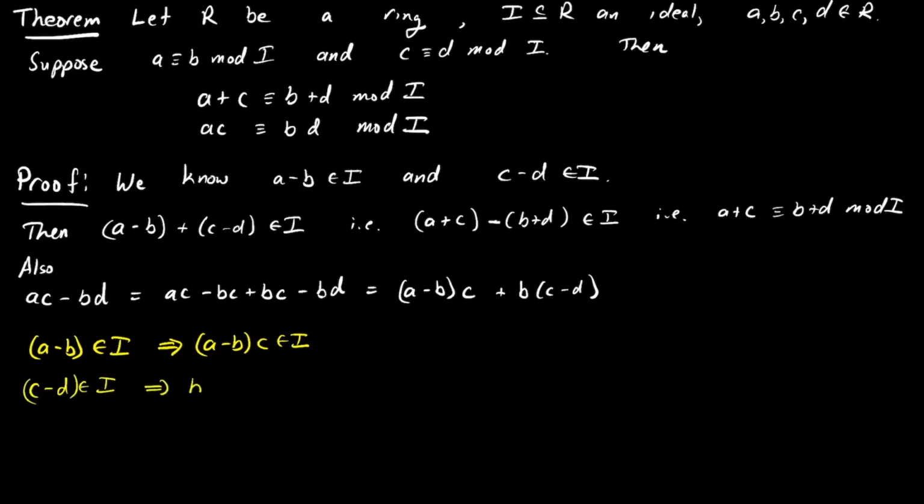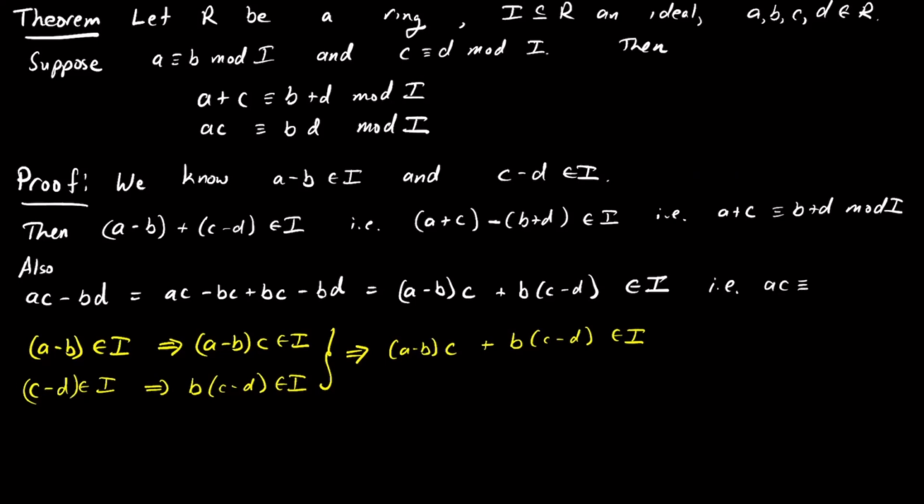So that tells me that B times C minus D is an element of I, because again, ideals absorb under multiplication. And since ideals are subrings, I can combine these two facts to say that A minus B times C plus B times C minus D is an element of I, right? So I get that this expression up here is an element of I. In other words, I've shown that AC is congruent to BD mod I. Okay, and so that completes the proof, right?